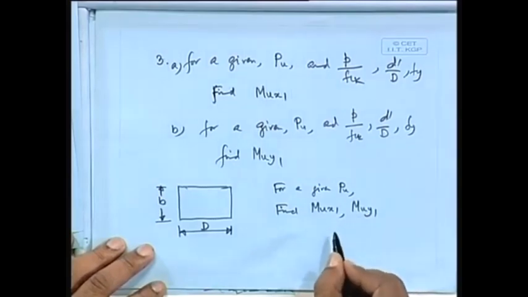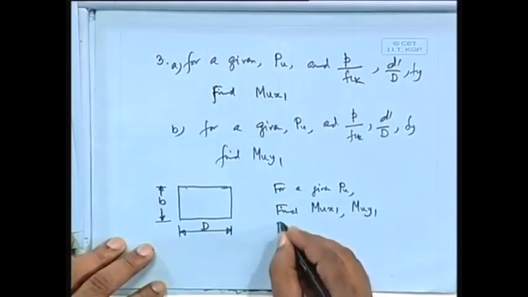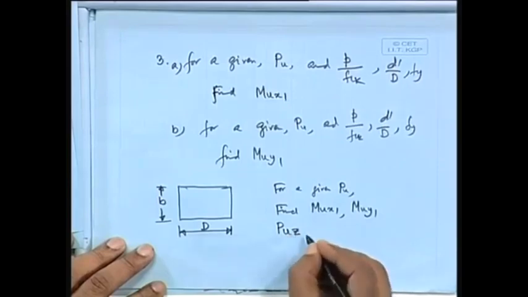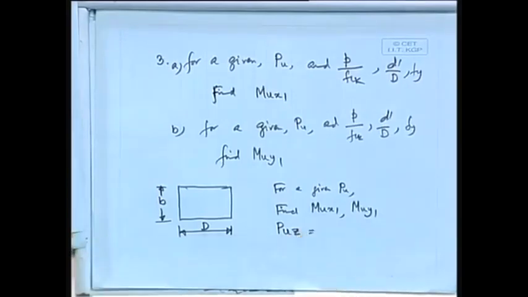Not only that, I can also find out Puz. What is Puz? Puz is the maximum axial load capacity of the column. The section you have chosen, what is its axial load capacity, that also I can find out; that is your Puz. So when I am choosing a section and the area of steel or p by fck, on the basis of that I can find Mux1 for a given Pu, Muy1, and also Puz, the maximum axial load capacity. That means all of them I can find out.